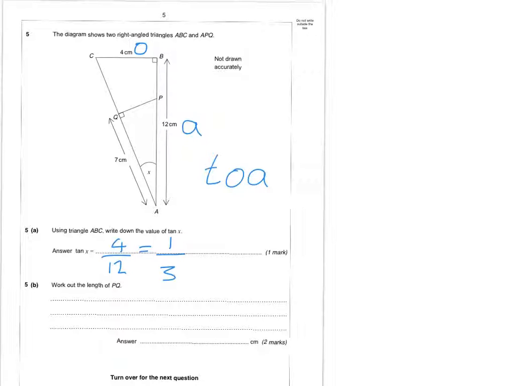Work out the length of PQ. So we know that tan x equals 1/3. This is now the adjacent, this is the opposite. So 1/3 is equal to O over 7. So O is equal to 7 over 3, or 2 1/3.